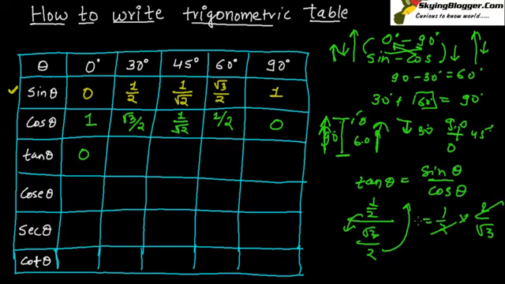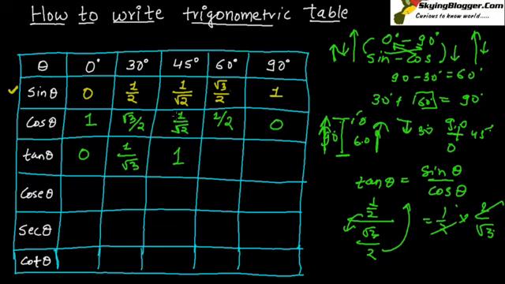So 2 and 2 will be cancelled, so 1 upon root 3 will be our answer, right? 1 upon root 3 is our answer. So again, 1 upon sin 45 whole upon 1 upon sin 45, so both will be cut, right? So the answer is 1, because this whole will be cut down, right?